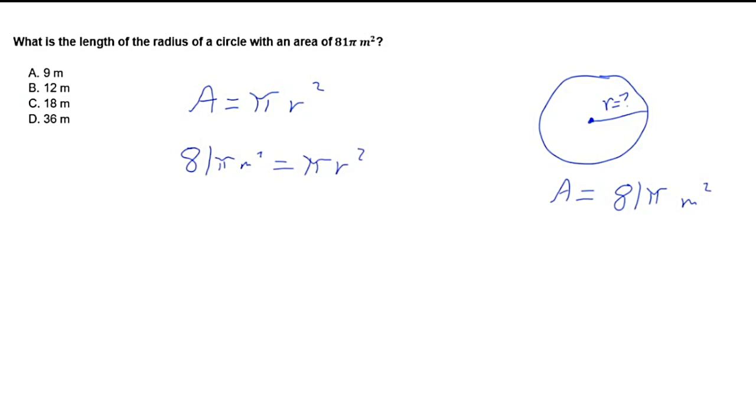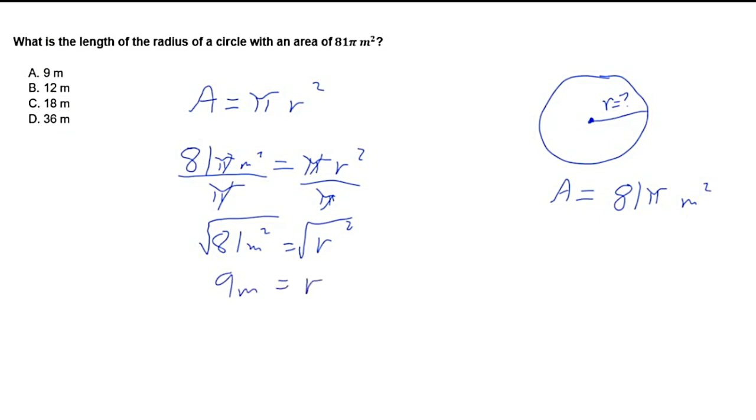Okay, I think we're kind of getting somewhere here. So we can divide both sides by pi, and that's going to cancel these out. So now we know that 81 meters squared is equal to the radius squared. So if we want the radius, all we have to do is find the square root, and that's going to give us 9 meters is equal to r, or the radius. So the radius of our circle is A, 9 meters. Great job.